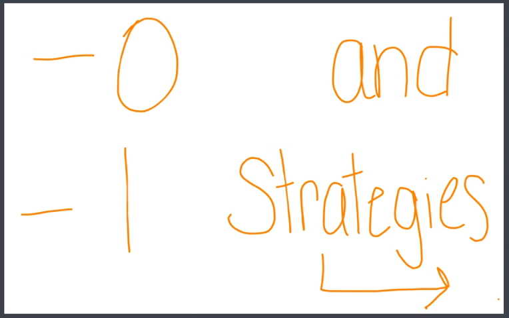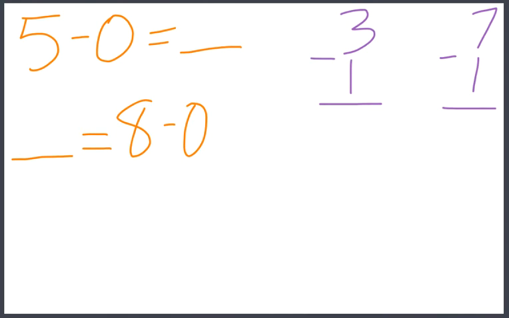And now let's look at our most recent ones, the minus 0 and minus 1 strategies. I've written a couple problems out that are minus 0 and minus 1 facts. 5 minus 0 and 8 minus 0. 3 minus 1. Remember that we said that this line is just like a different way to have the equal sign. You would just write the answer below the line.